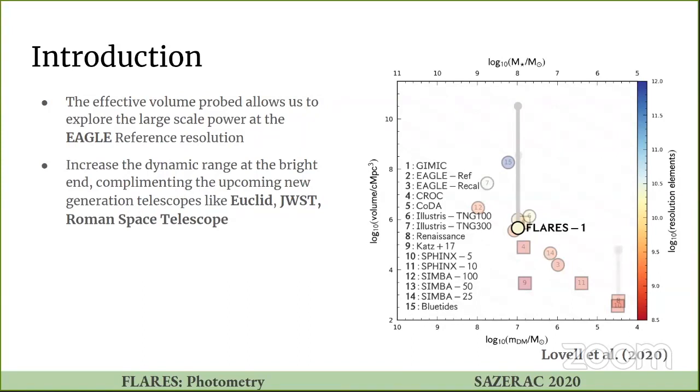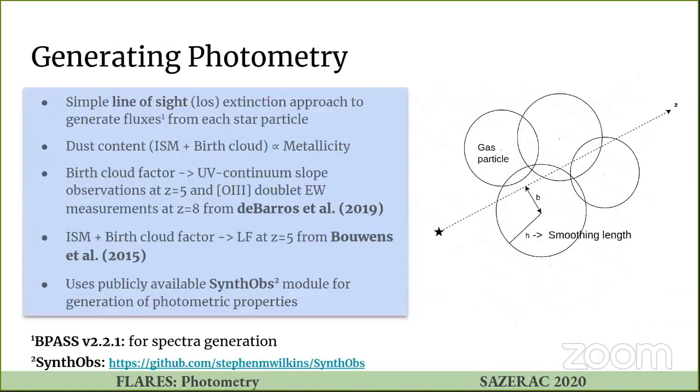So with this effective volume and the large number of galaxies that were shown by Chris, we'll now show some of the photometric properties of the galaxies that are generated in the simulation. So I'll briefly introduce here how the photometry of the galaxies is being generated. For modeling the photometric properties, we adopt a simple line of sight dust extinction model. I show here a cartoon representation of the method.